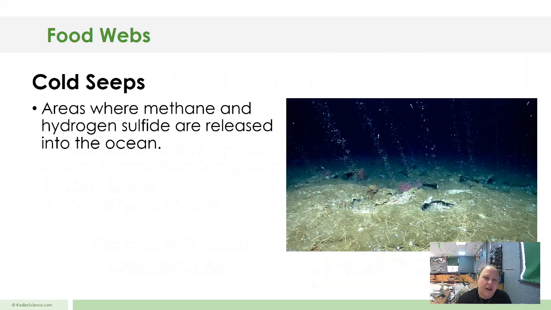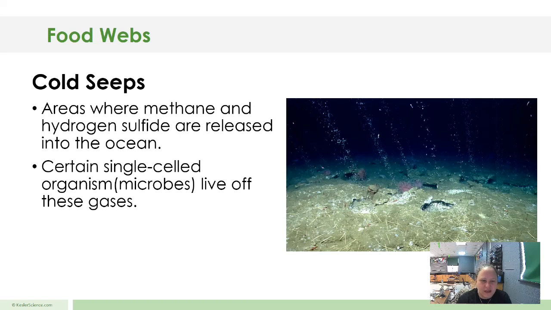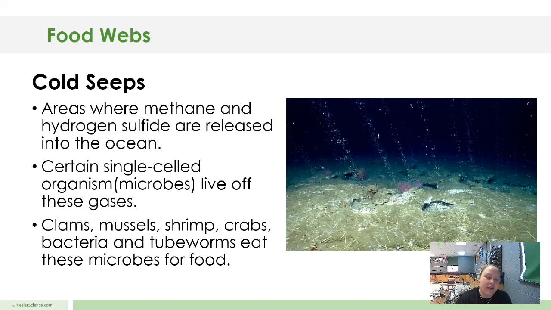Cold seeps are areas where methane and hydrogen sulfide are released into the ocean. Certain single-celled organisms live off of these gases. So different little microbes survive off of the hydrogen sulfide and the methane. Clams, mussels, shrimp, crabs, bacteria, and tube worms eat these microbes for food. Then the things that eat clams, mussels, shrimp, and crabs come along, then something bigger eats them, and the chain goes on.